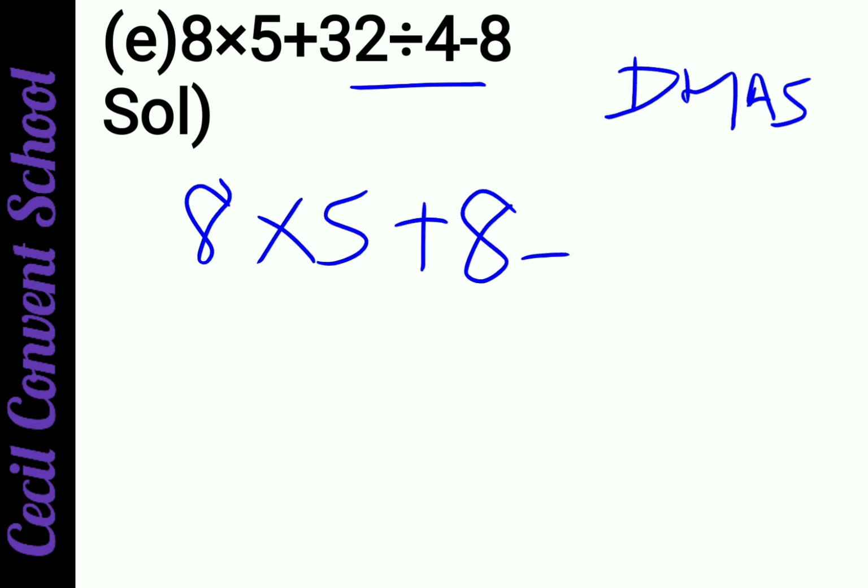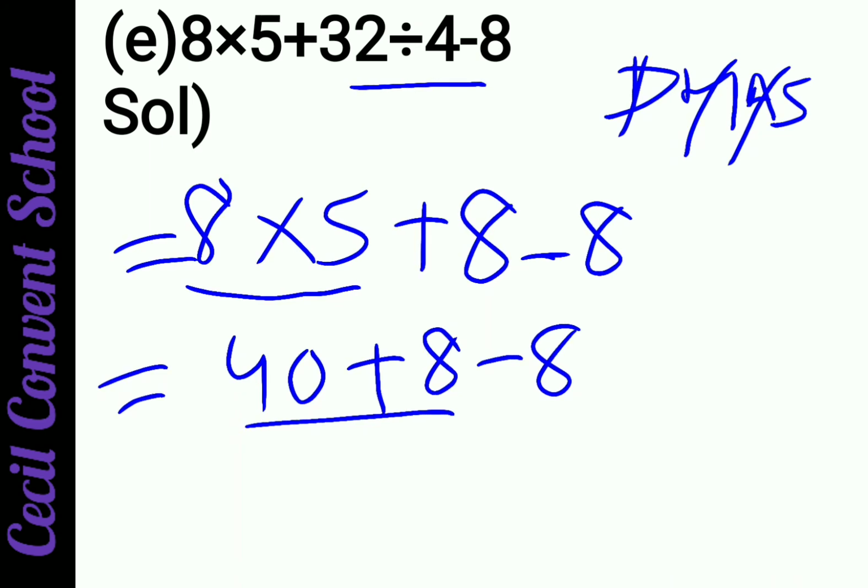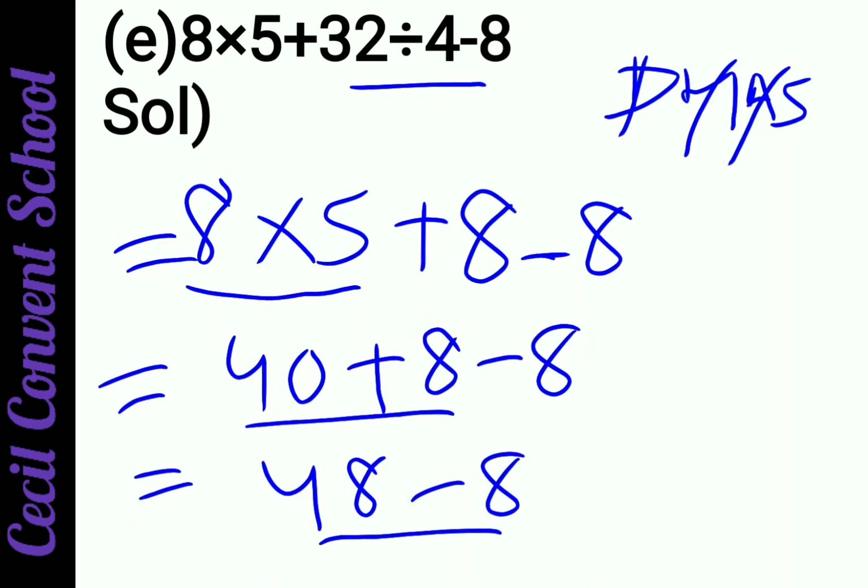Clear? Now minus, after 4 the minus sign is present and 8 is present. It means we have done D. Now the second step is M, means we do multiplication, means we solve 8 and 5. 8 5s are 40 plus 8 minus 8. Clear? Now after multiplication, A is present, means addition. You have to add 40 plus 8. It comes 48 minus 8. Now last is subtraction, so you minus them. The answer comes 40. In this manner you will solve in your maths copy.